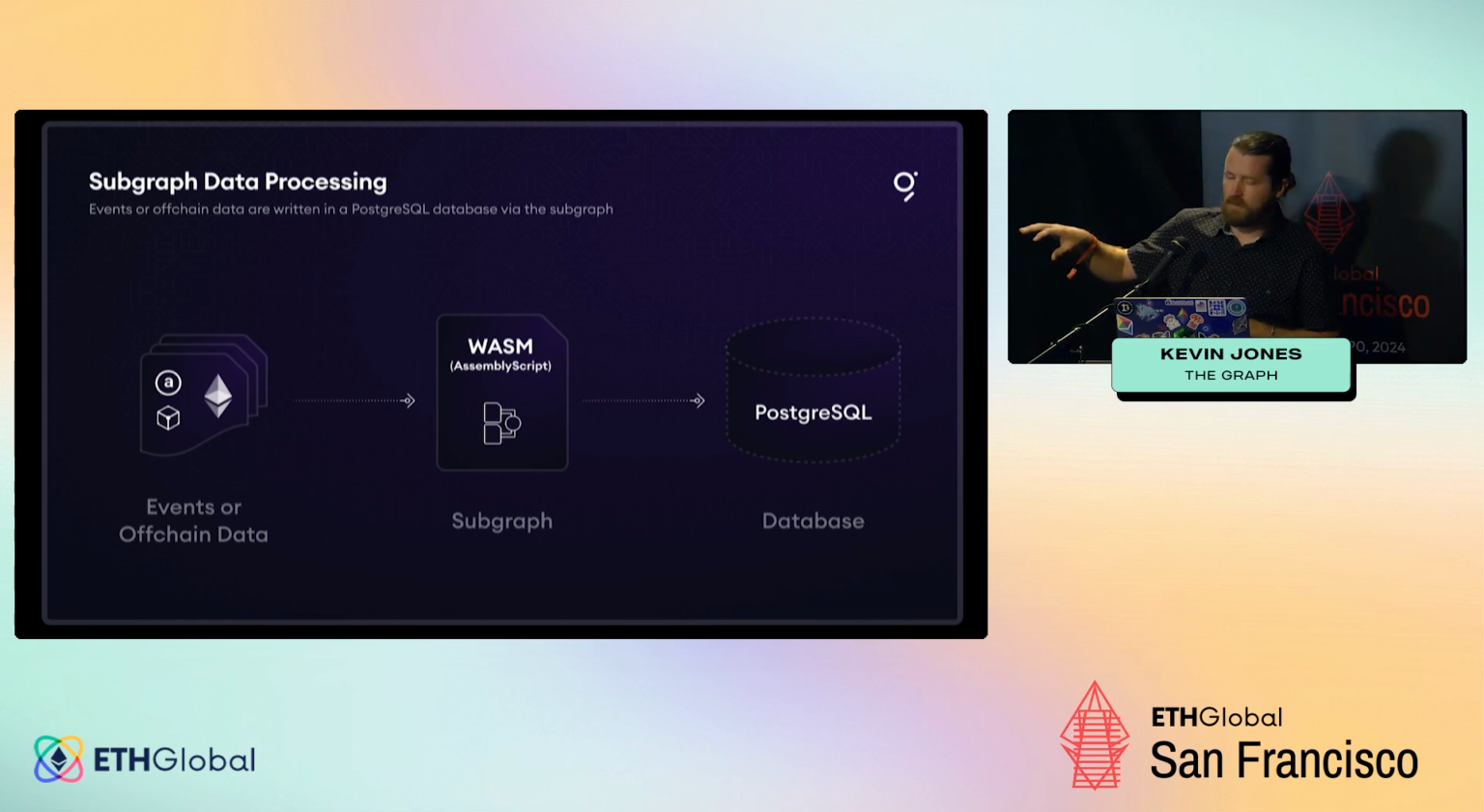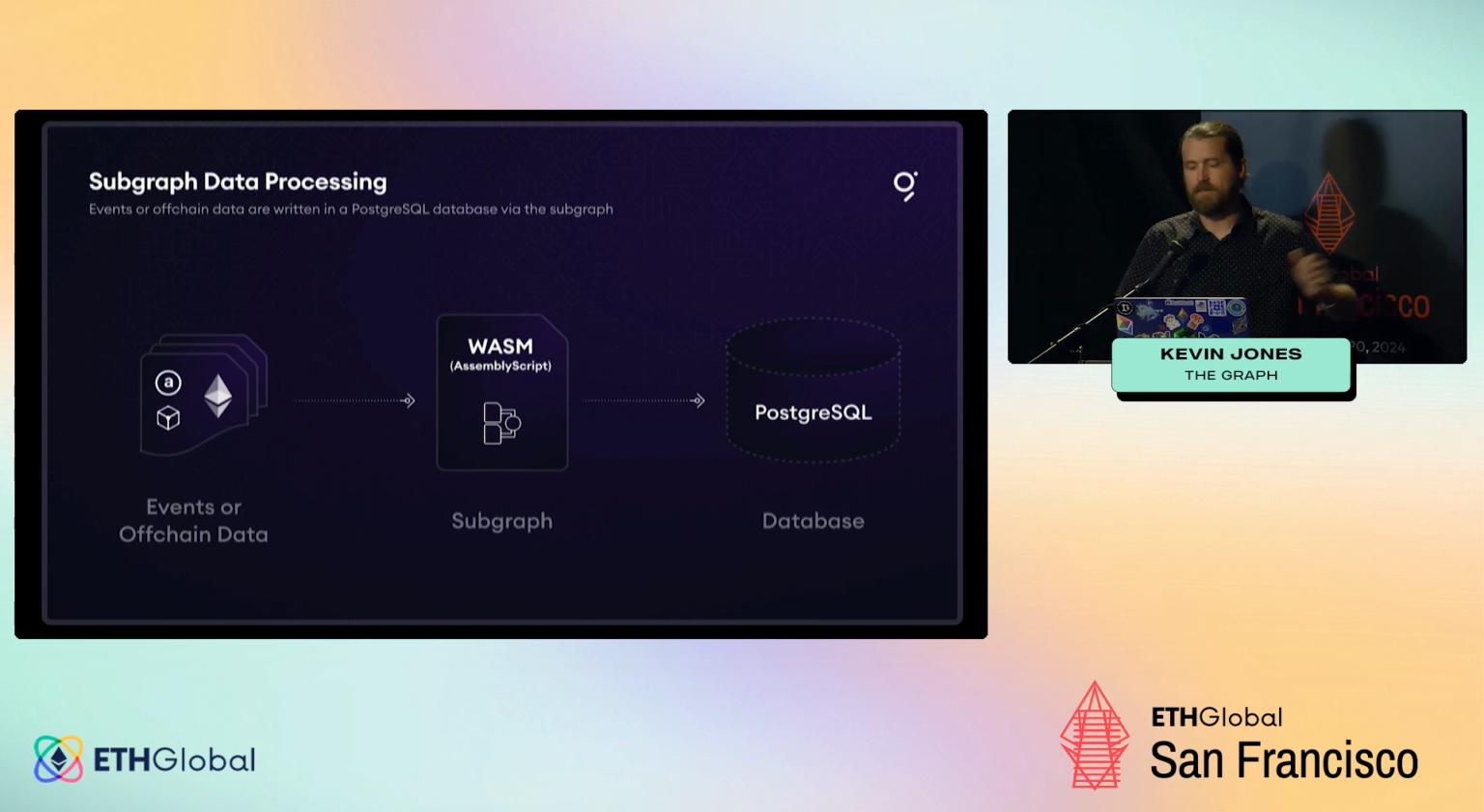And then the WASM will process that data as it comes off, or it will go out and get the data from IPFS or Arweave based on the event. And then we store that with Postgres in the database, okay? So the data is actually stored on the indexer inside of a database.